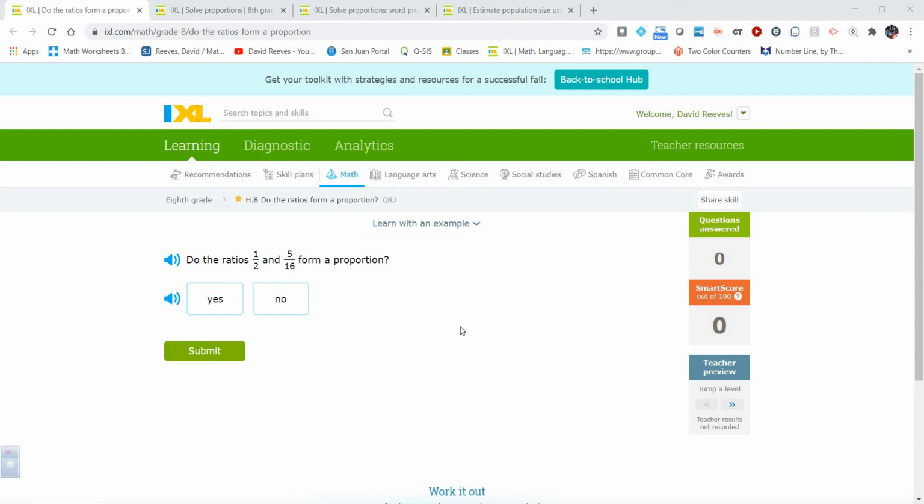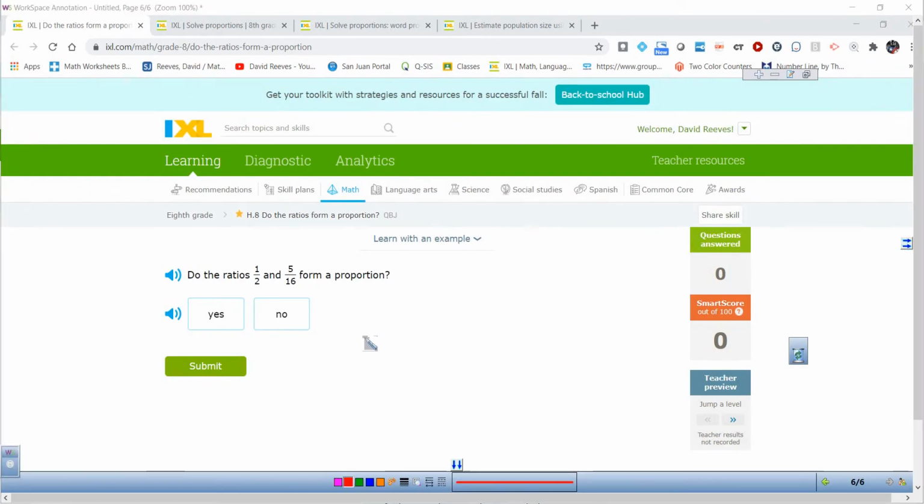an equivalent ratio. So when you are asked in 8th grade skill H8 on IXL, do the ratios form a proportion? The question could be phrased, are they equivalent? Which of course is something that you have already done. So this is kind of just a repeat of what you were doing when you were asked if they are equivalent. So the question is, does 1/2 equal 5/16? Are they equivalent?